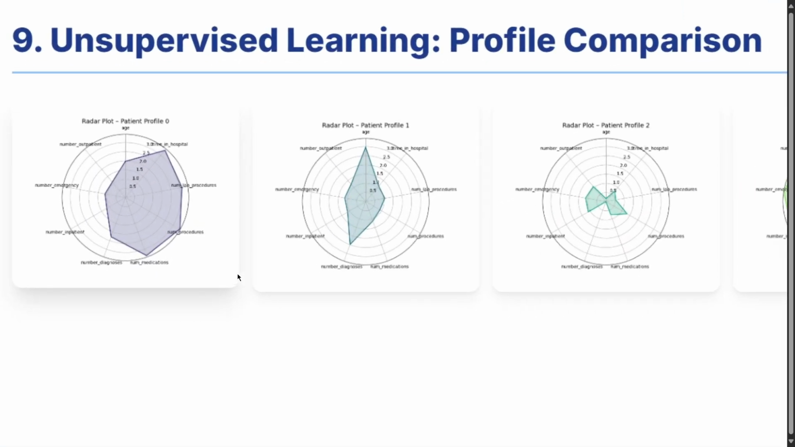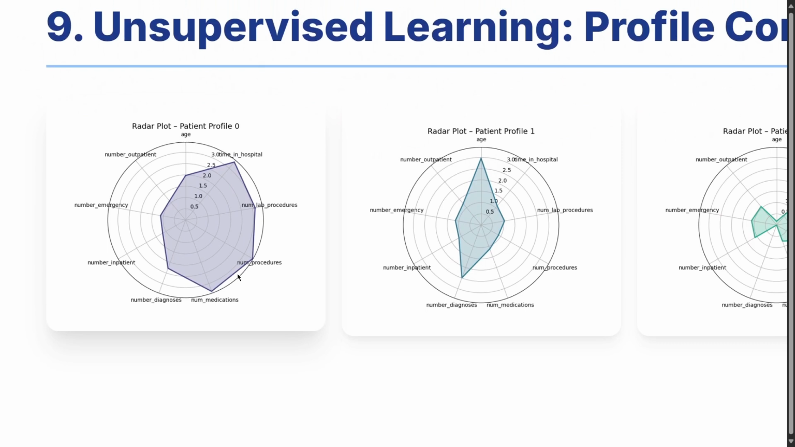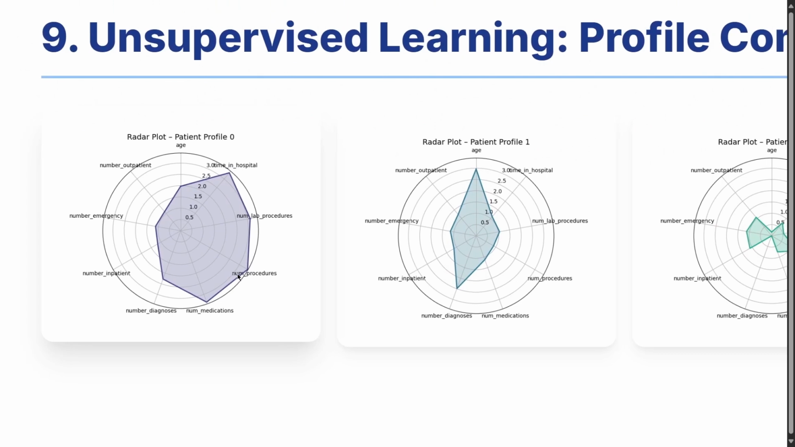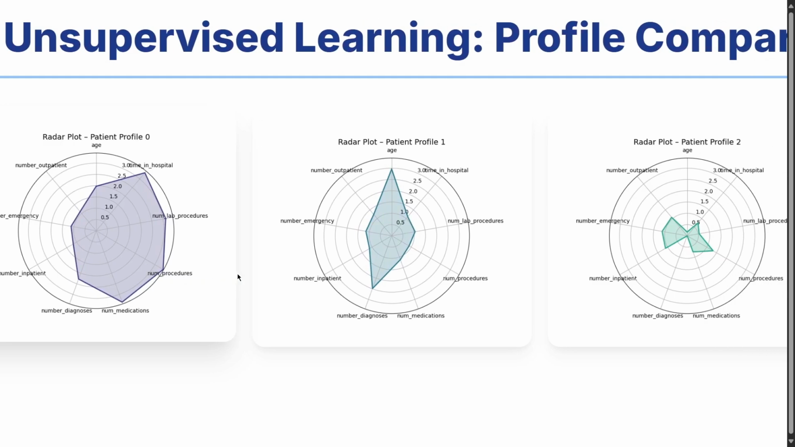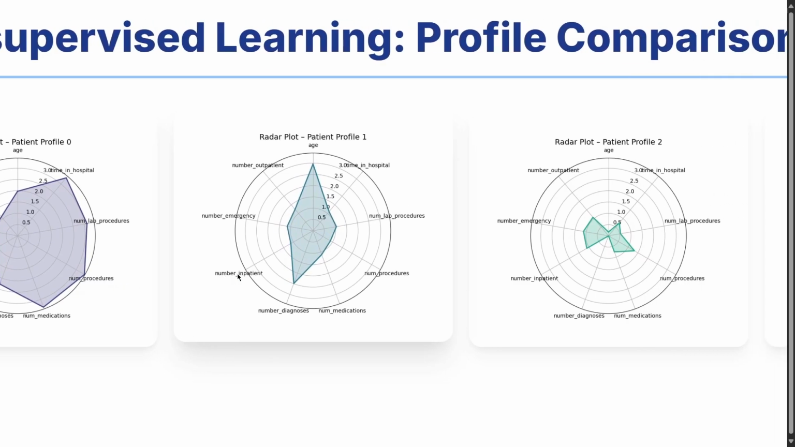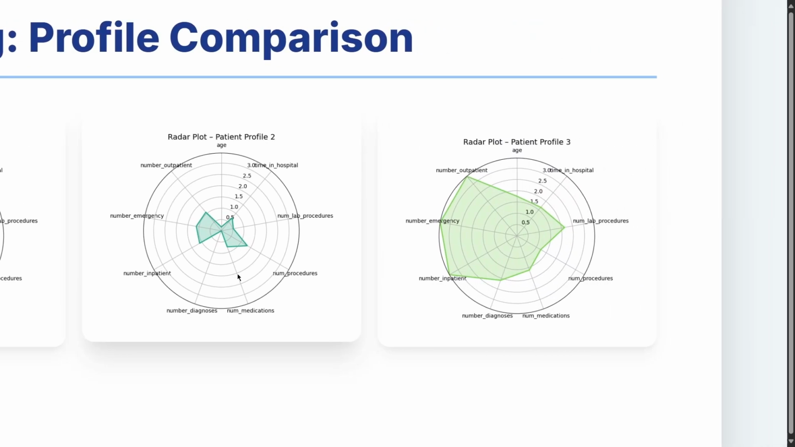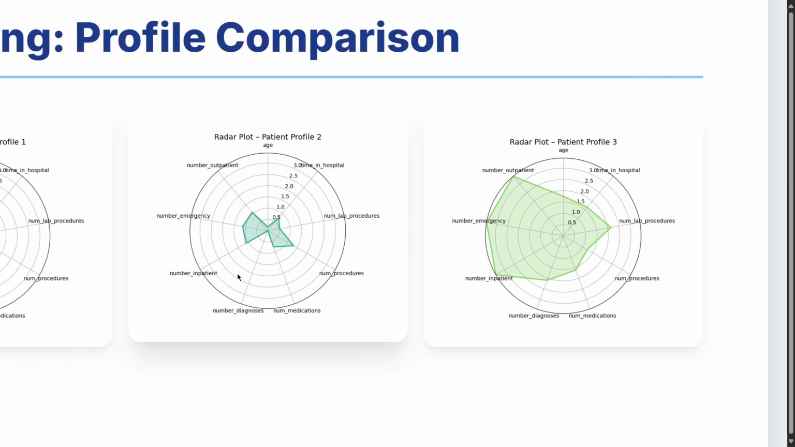Now these radar plots offer a visual comparison of the patient profiles that we identified. Each axis represents a key clinical feature. You can see the distinct shape of each profile, which helps in understanding the unique characteristics and associated risks. This visual approach makes the differences between the groups immediately apparent.